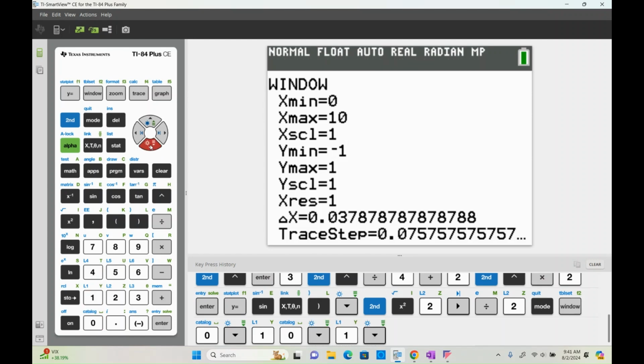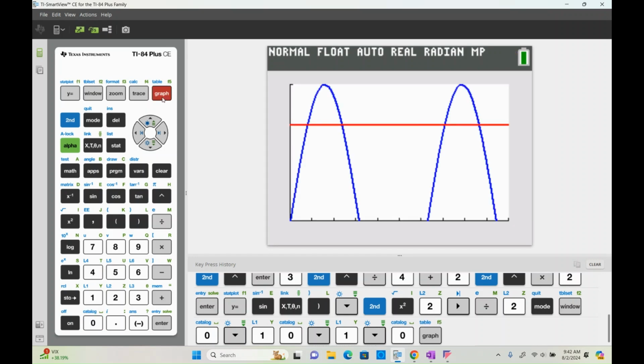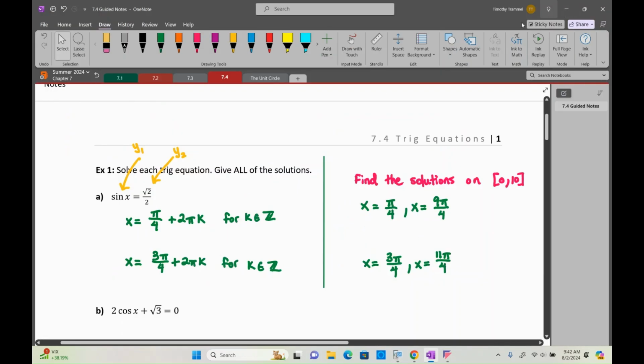And in the y direction, sine only goes from -1 to 1. So I could leave it like this, but the square root of 2 over 2 is a positive number. So how about we just go 0 to 1 here in the y direction? All right, and then we can go ahead and hit graph. Okay. And you can see there are 1, 2, 3, 4 intersections, which means that there are 4 solutions, just like we had here. Okay.